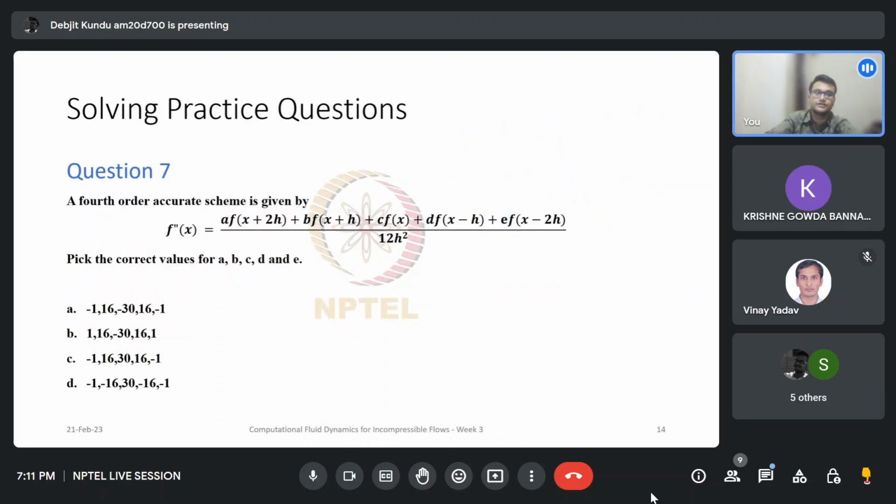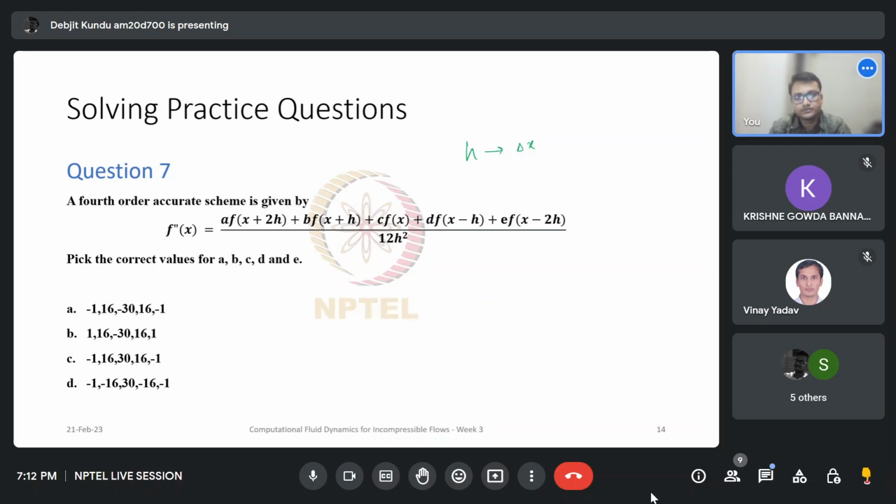We'll go on to question number 7 of today's session. Here I've given a fourth order accurate scheme representing a second order derivative, of the form shown below. So I have f double prime x equal to a f of x plus 2h, where h is basically delta x, plus b f of x plus h, c f of x, d f of x minus h, and e f of x minus 2h, divided by 12h squared.